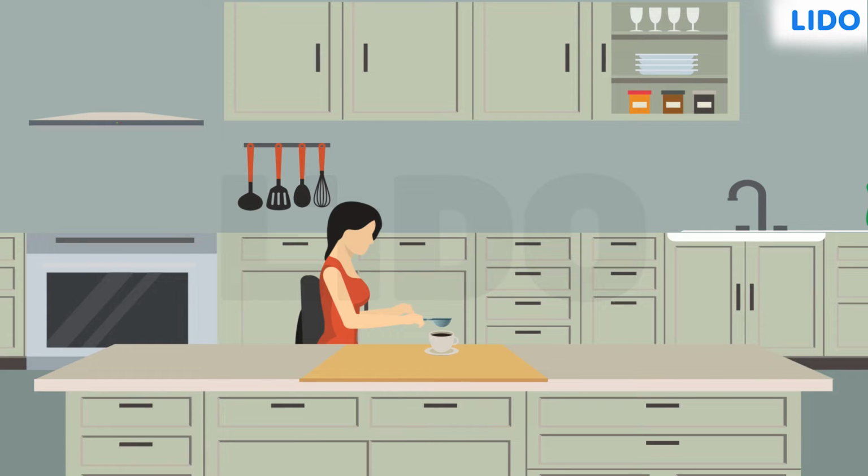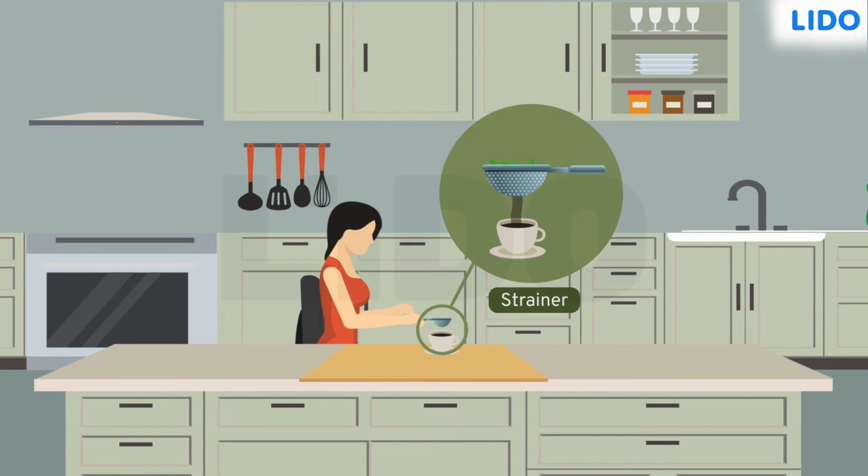Rita made a cup of black tea for herself in the morning. But while she was sipping on her cup of tea, the tea leaves left a bitter taste in her mouth. So this time, she used a strainer to filter and separate the tea leaves from the mixture.